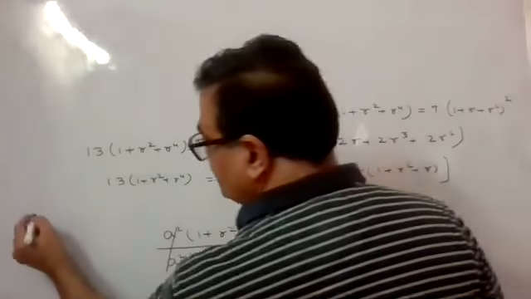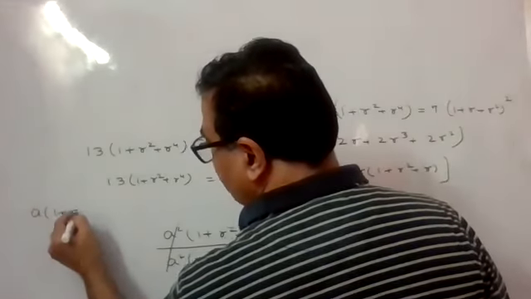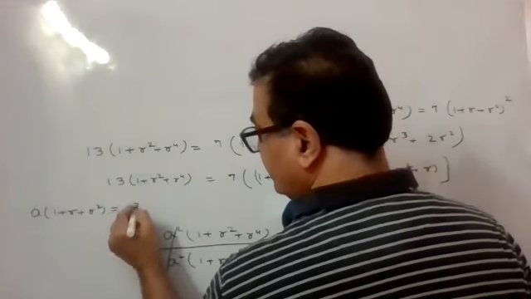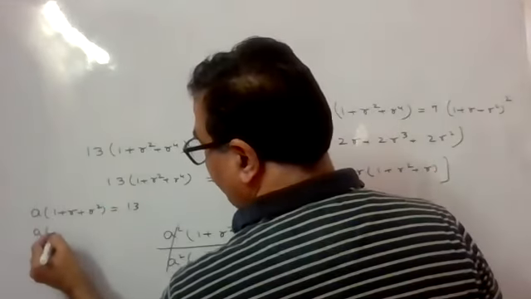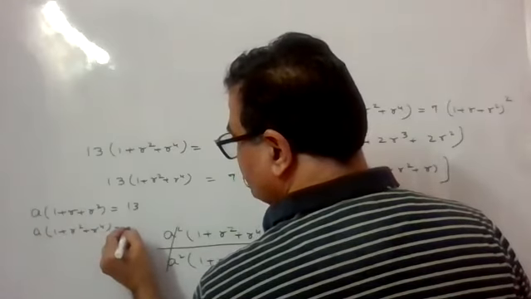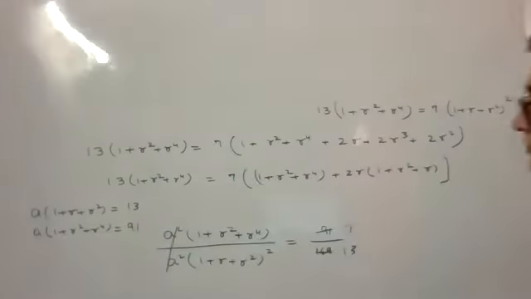Now the conditions we have are these. A times 1 plus r square was what? It was 13, right? And the second was A times 1 plus r square plus r power 4, how much? 91.